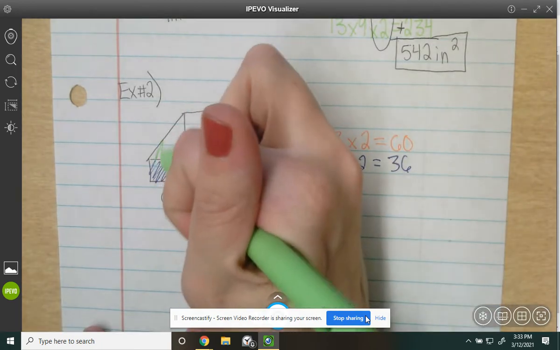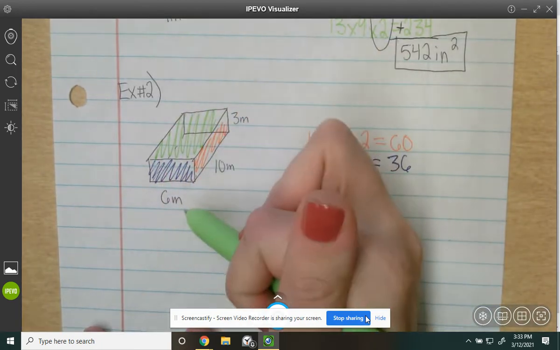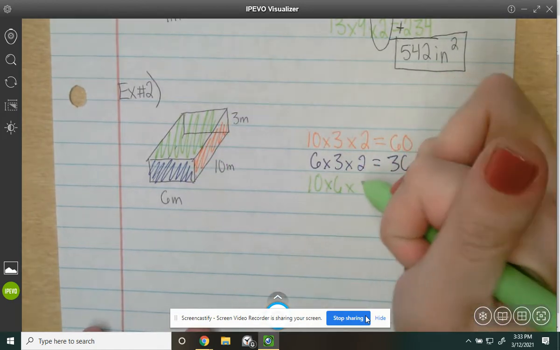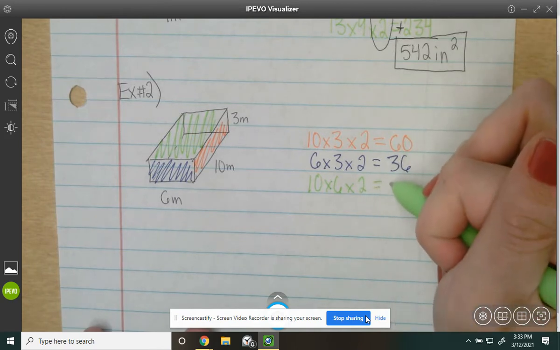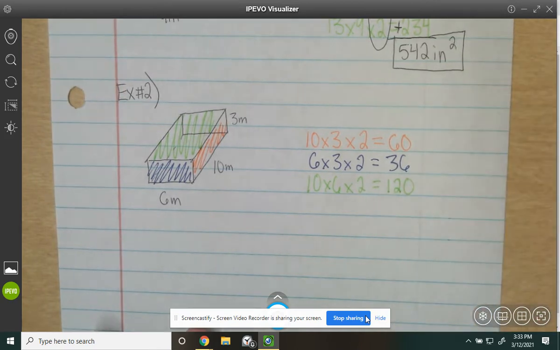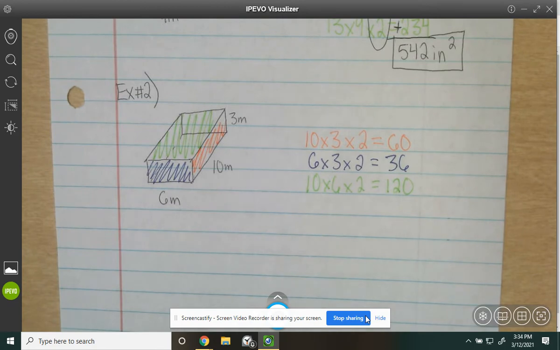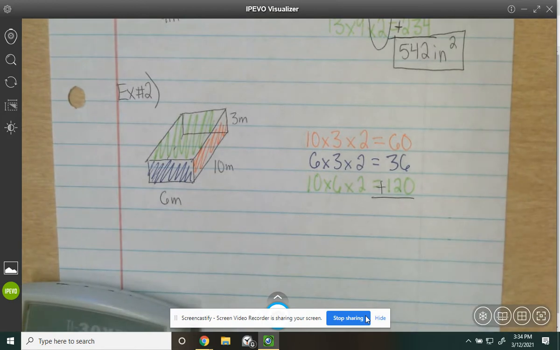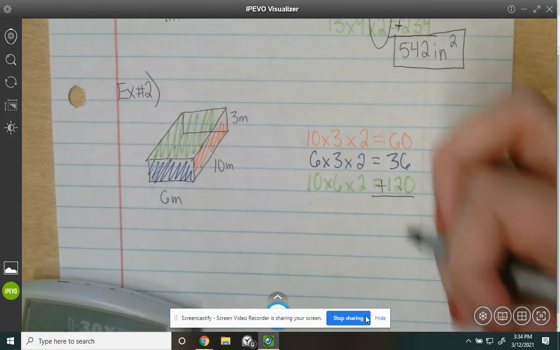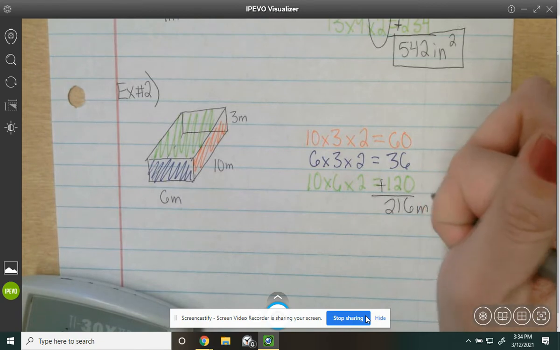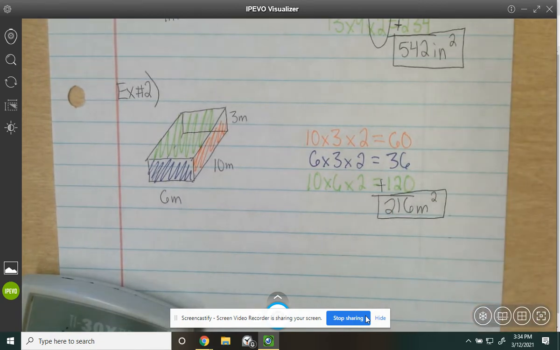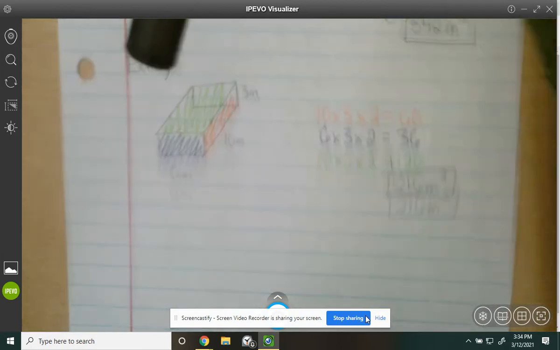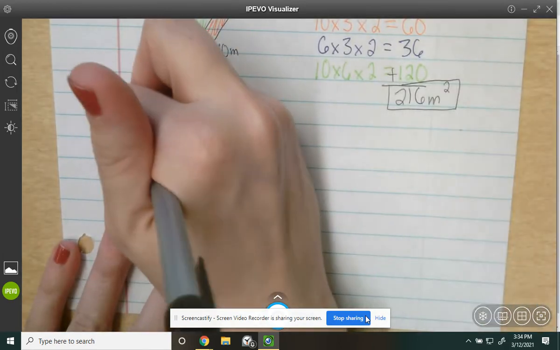And then this top one and bottom one, that would be a 10 by 6 times 2. So 120. Okay, and then I'm going to add all of them up. So 216 meters squared. Okay, and that is rectangular prisms. Let's move on to triangular prisms.